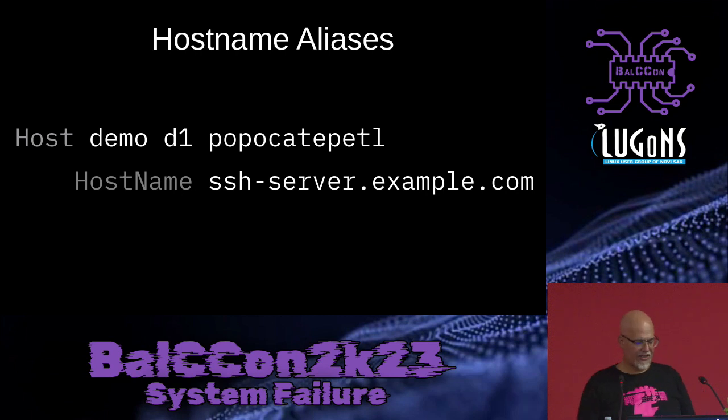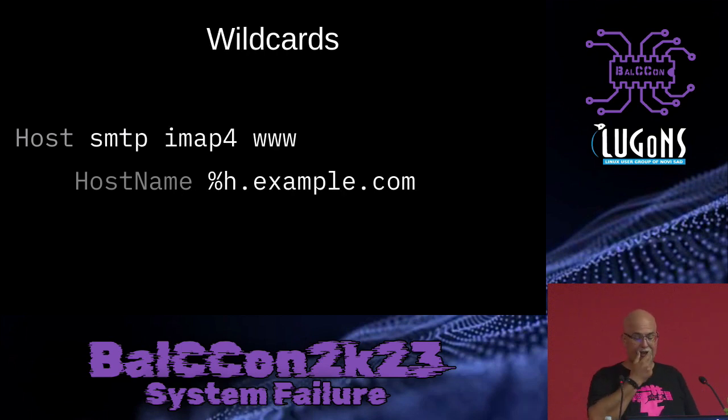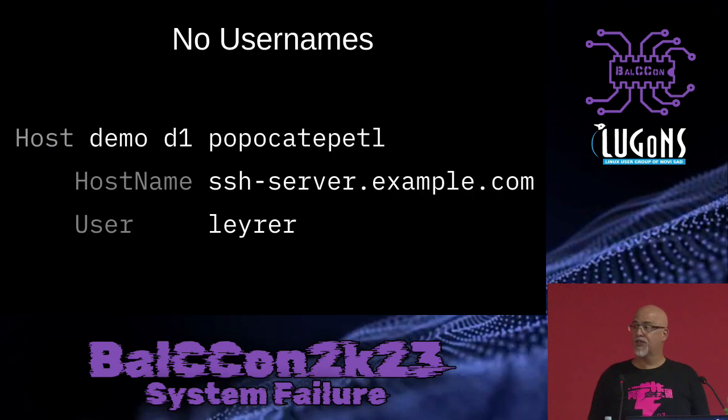But what else can we do? We can do wildcards. So I can define for the hostname %h.example.com, I define the aliases SMTP, IMAP4, and www. So whenever I enter SSH SMTP, it will automatically expand to smtp.example.com, which is a very nice feature. And as I said before, we can not only do host names, we can also do other stuff like usernames. So I can not only add a host name, but I can also add the username to that keyword host. And what does that mean?